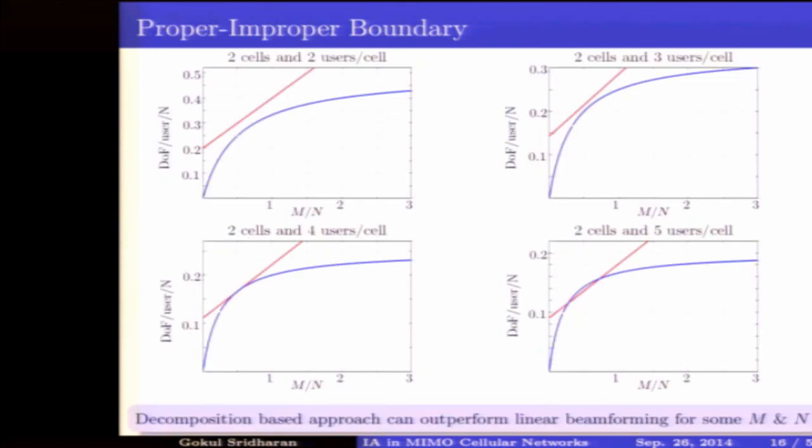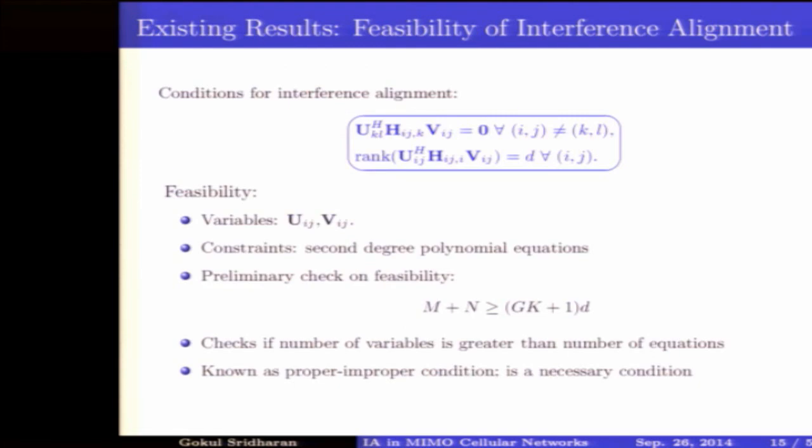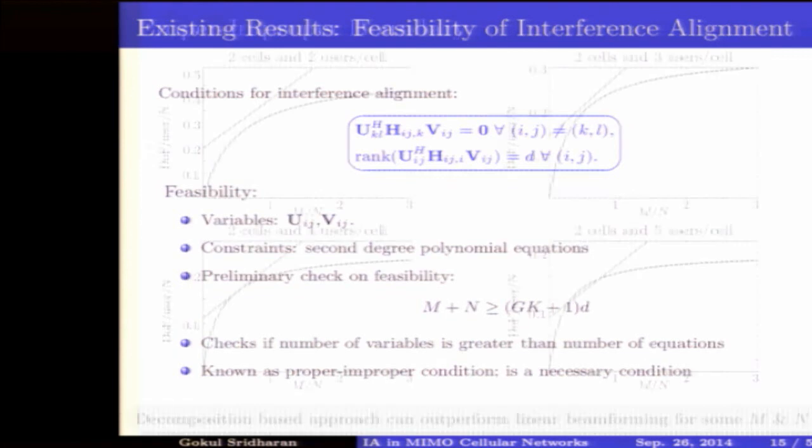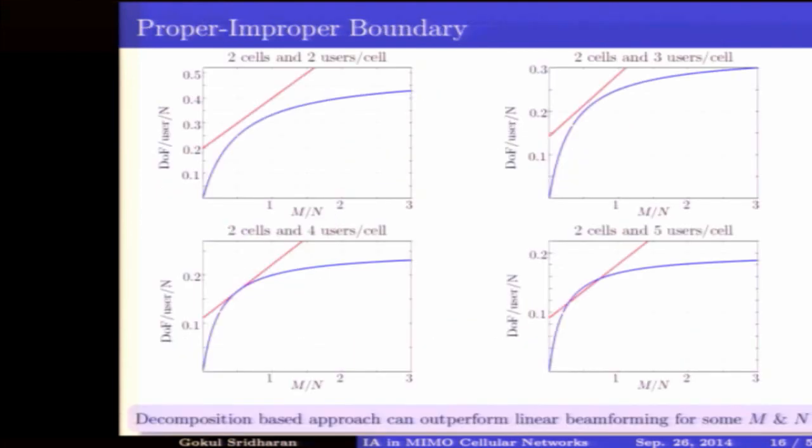So if you take what you could achieve with asymptotic interference alignment and overlay this proper, sorry, I forgot to mention that it's known as the proper and improper condition. A proper system is where you have more variables than equations, and if not, it's called improper, right? If you were to overlay on that, you get a picture of this form. It still doesn't tell you much, but once we overlay a few outer bounds on this, it's a little more illuminating.